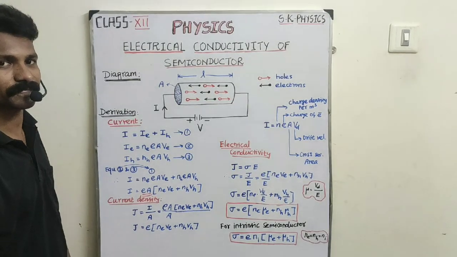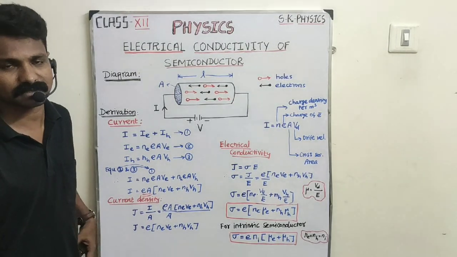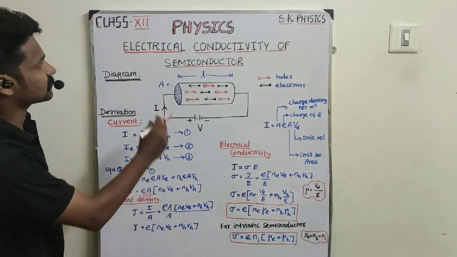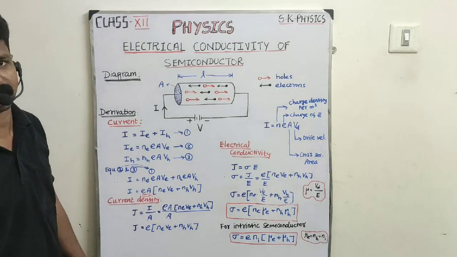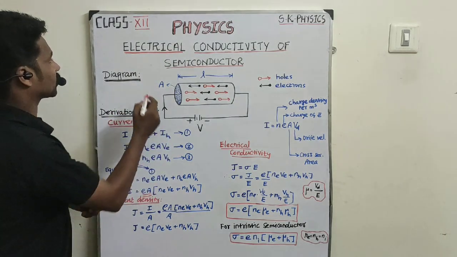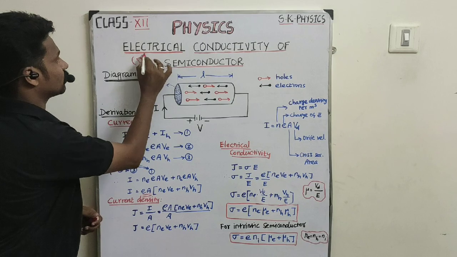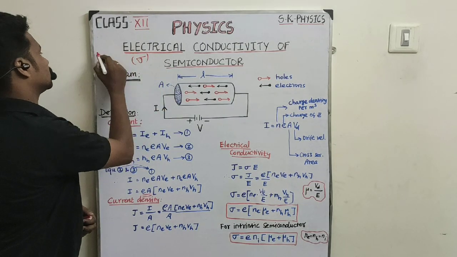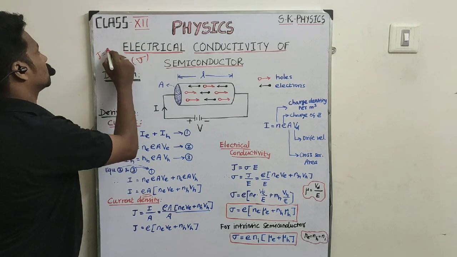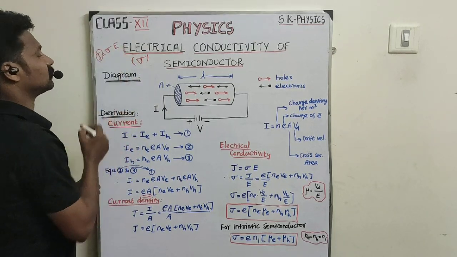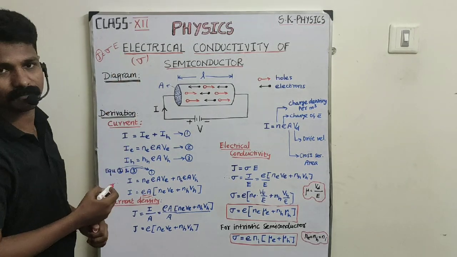Dear students, in this class we are going to discuss semiconductors. The topic is the electrical conductivity of a semiconductor. Electrical conductivity is represented by the symbol sigma. We know the general relation: current density J is equal to sigma into E. So we should calculate current first, then sigma.